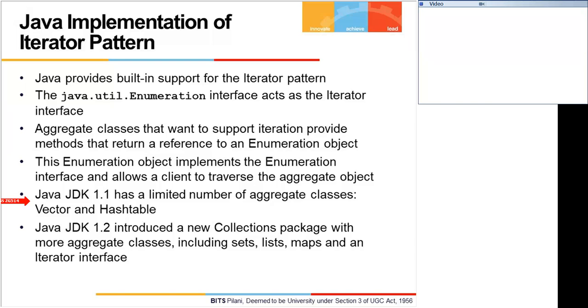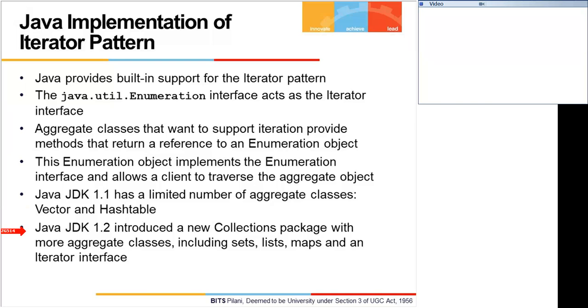The enumeration has, I think, two methods, hasNext and next. HasNext tells you whether there are more elements in that particular aggregate, and next returns you the next object. Moreover, in JDK 1.2, a new collection package was introduced with the addition of more aggregate classes, which include sets, lists, and maps, and all of them can be iterated using the iterator interface. I hope the iterator pattern is clear.